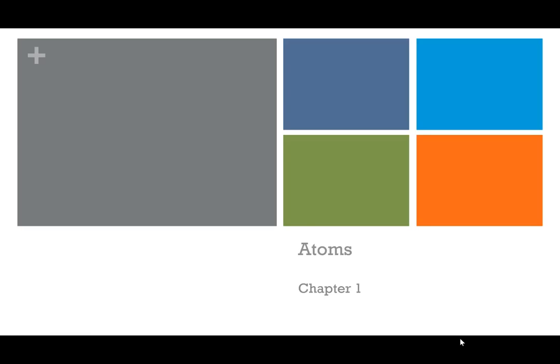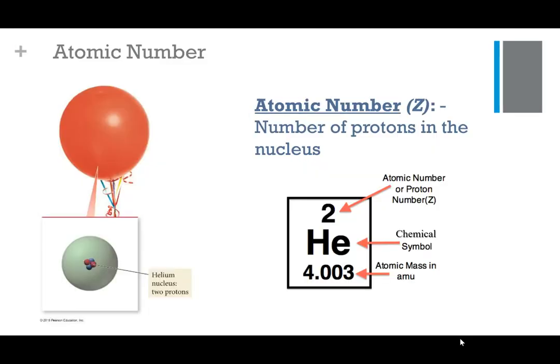Hey guys, today we're going to continue our discussion in chapter 1. This is going to lead us into our talk about something called isotopes. So up until this point, we have talked about atoms, we've talked about subatomic particles, and today we're going to talk about average atomic mass.